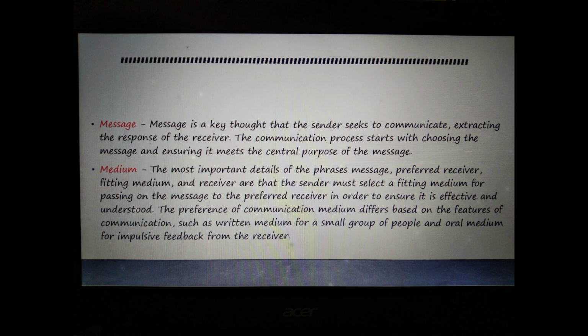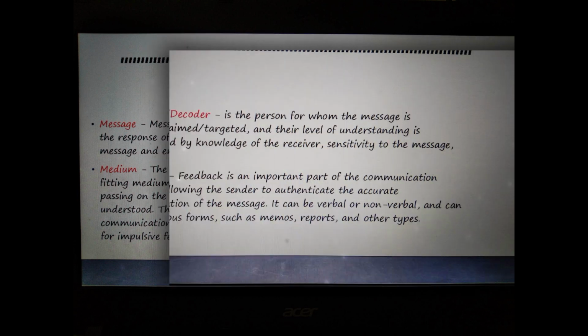So next is medium. The most important detail is that the sender must select a fitting medium for passing on the message to the preferred receiver in order to ensure it is effective and understood. The preference of communication medium differs based on the feature of communication, such as a written medium for a small group of people and an oral medium for inclusive feedback from the receiver.